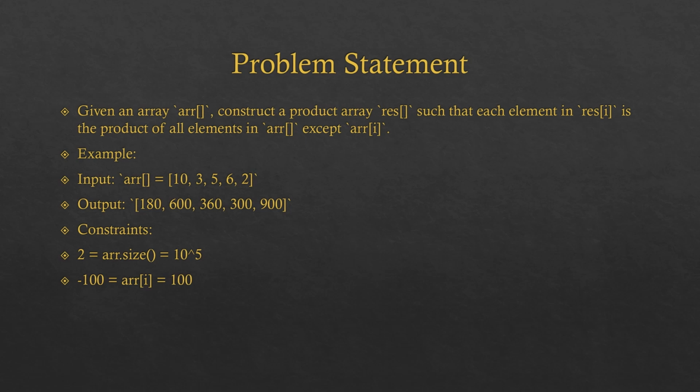Given an array ARR, our task is to construct a product array res, where each element res[i] is the product of all elements in ARR except ARR[i]. For example, with the input array containing the elements 10, 3, 5, 6, 2, the output should be 180, 600, 360, 300, 900. This problem has certain constraints, such as the size of the array being between 2 and 1 lakh elements, and each element ranging from -100 to +100.